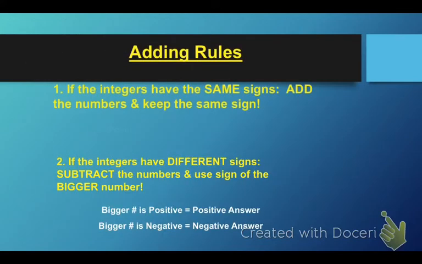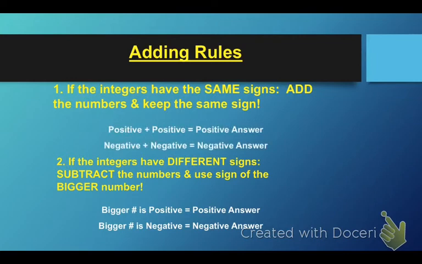Alright, adding rules. So there are some rules for adding integers. On the left side of your graphic organizer at the top, here are the rules that you need to put in. If the numbers have the same sign, add the numbers and keep that same sign. So if they're both positive numbers, you're going to get a positive answer. If they're both negative numbers, you're going to get a negative answer.